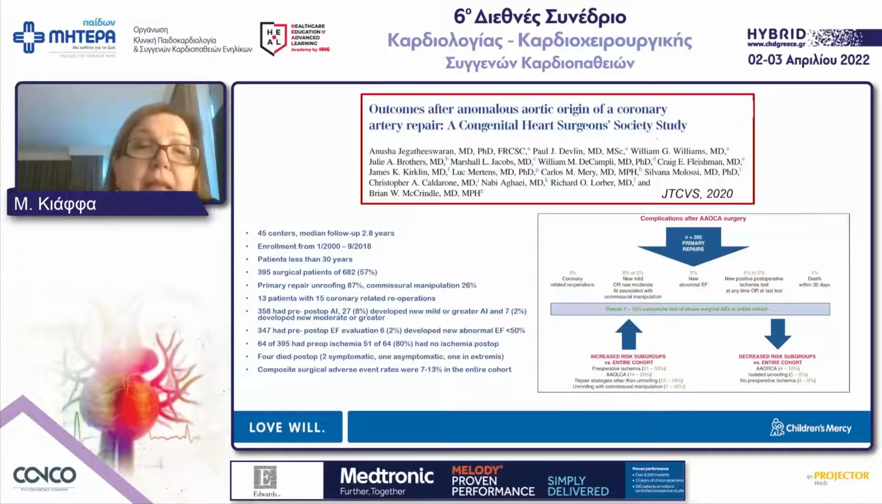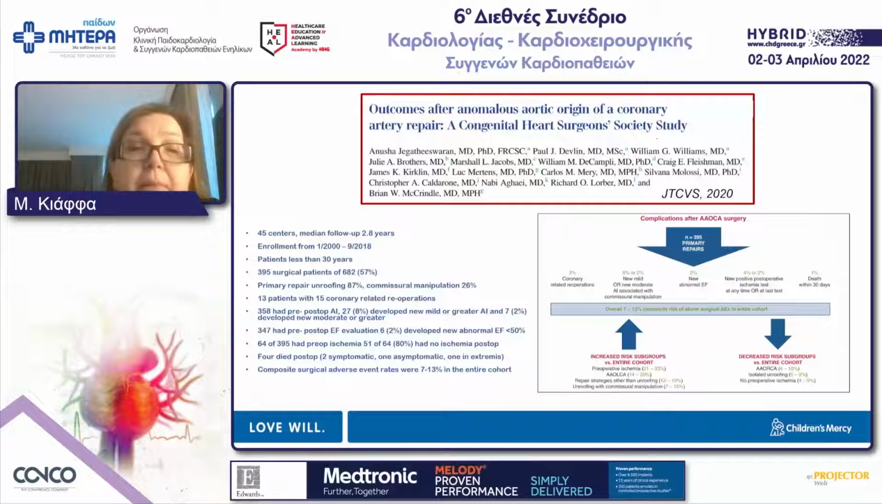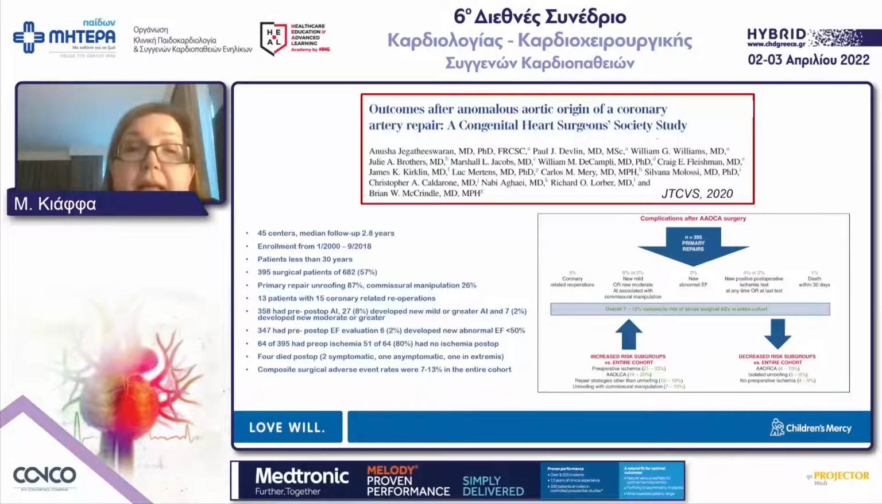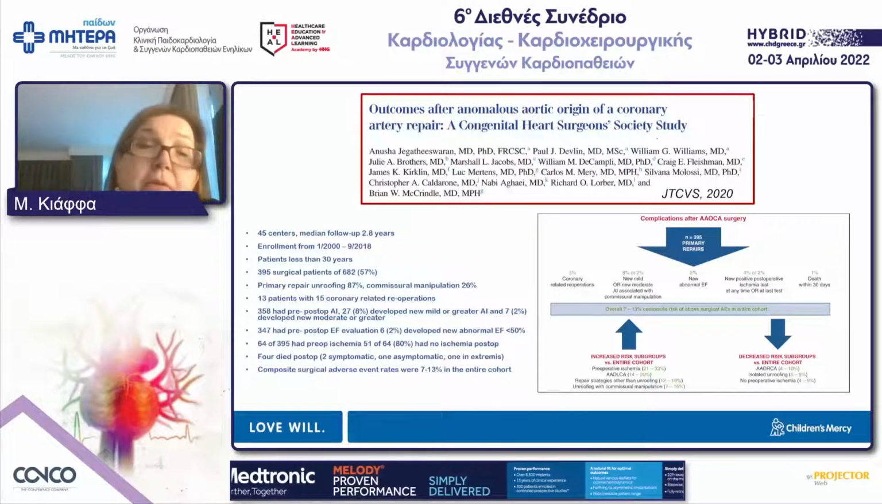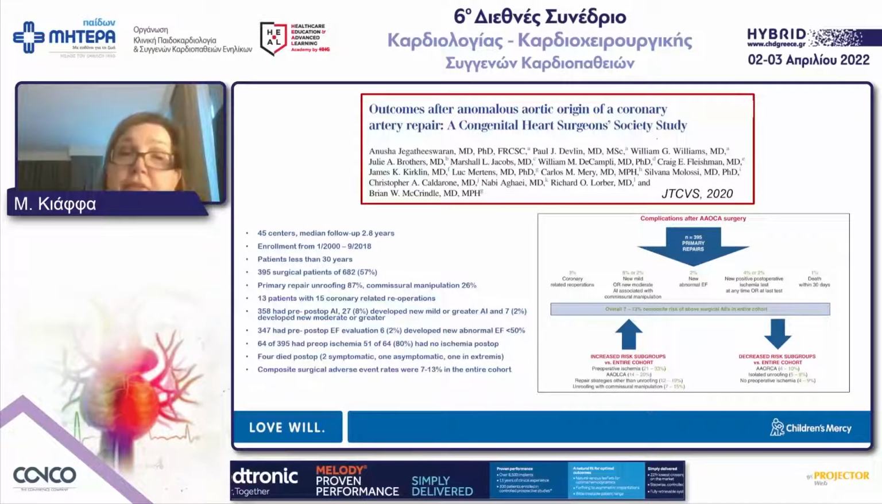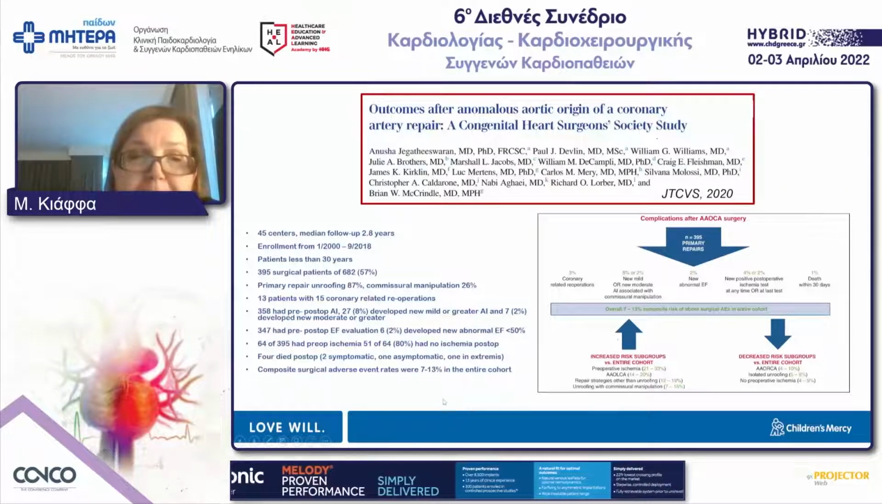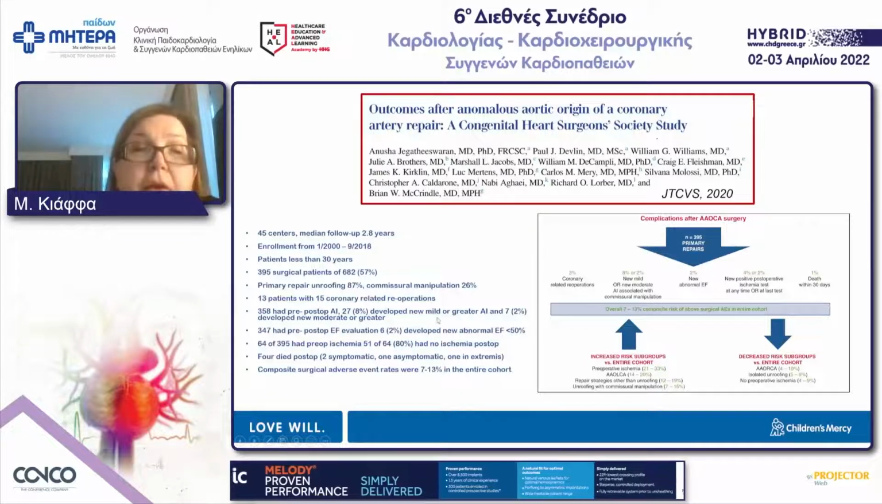Of the 358 that had pre- and post-op aortic insufficiency evaluation, 8% developed new mild or greater than mild aortic insufficiency, and 7% developed new moderate or greater than moderate insufficiency. Almost 10% of them have aortic insufficiency, which is, as we know, an evolving process.